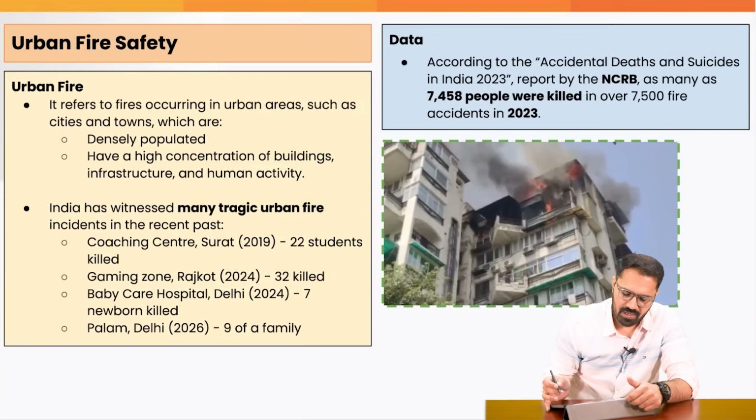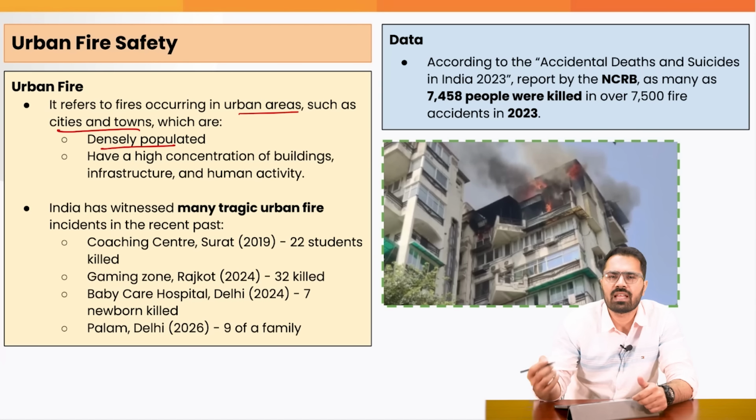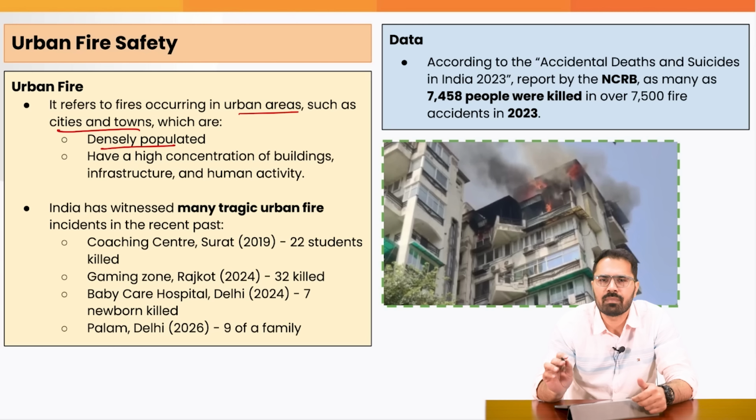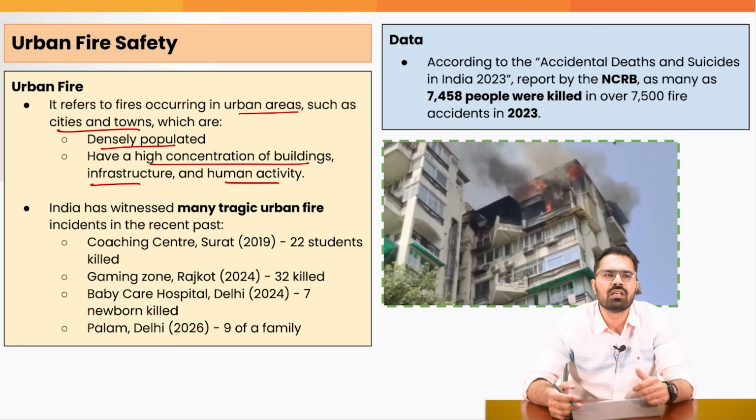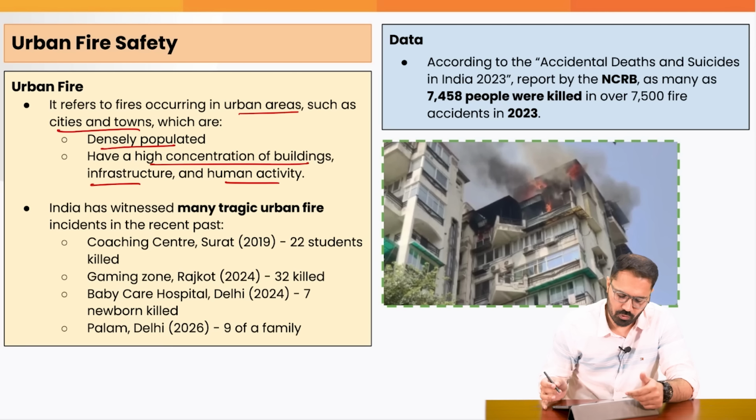It refers to fires occurring in urban areas such as cities and towns which are specifically densely populated. If the area is not as densely populated, things are still manageable. But if you consider the density of, let's say, a city like Delhi, it is more than 11,000 per square kilometer, which is way beyond imagination, too dense. Having a high concentration of buildings, infrastructure, and human activities, most probably the areas where factories are there, they are also prone to this.